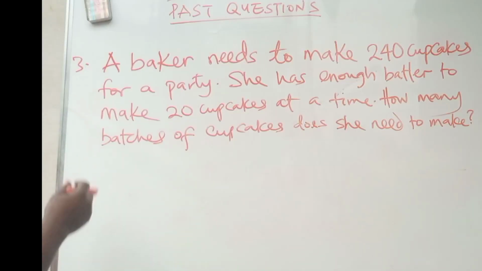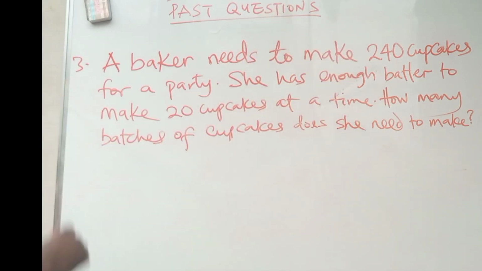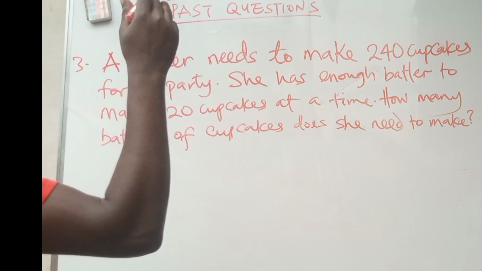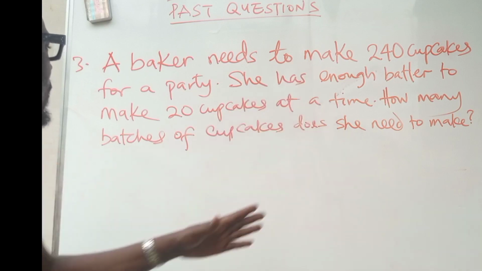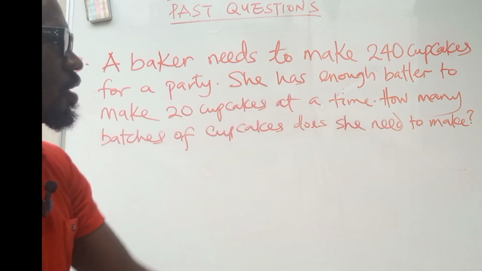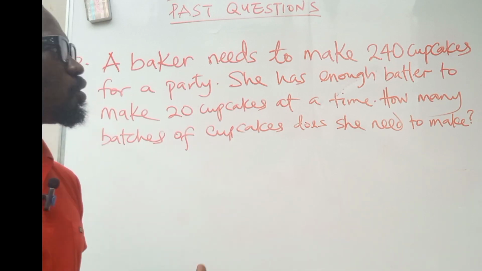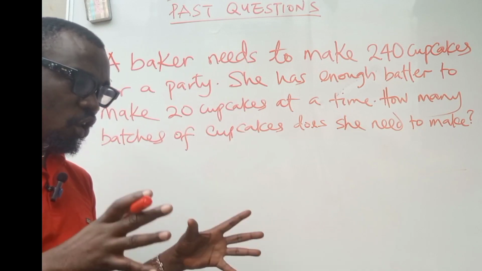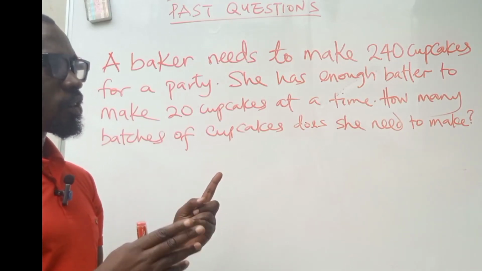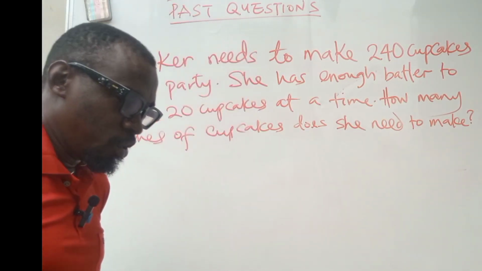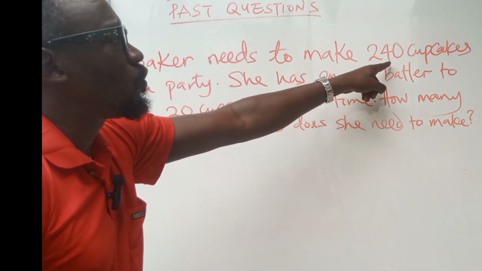Yes, the question says a baker needs to make 240 cupcakes for a party. She has enough batter to make 20 cupcakes at a time. How many batches of cupcakes does she need to make? Now it's a very simple one. It's like you giving a job to produce 240 cupcakes, and the machine or the oven you have at home can only produce 20 at a time. So when you produce the first 20, the second 20, the third 20, what are you looking for? You are looking for 240 cupcakes.